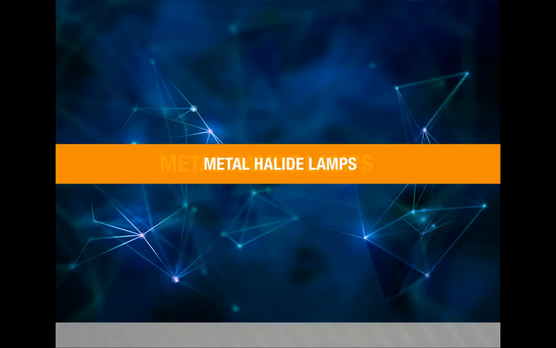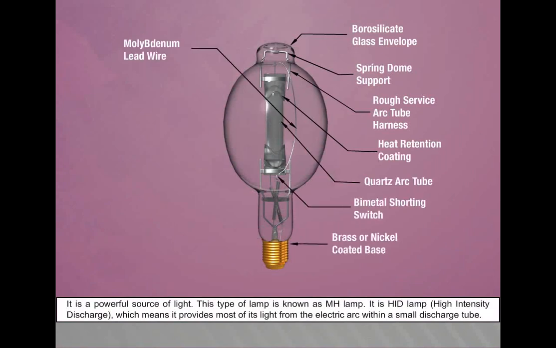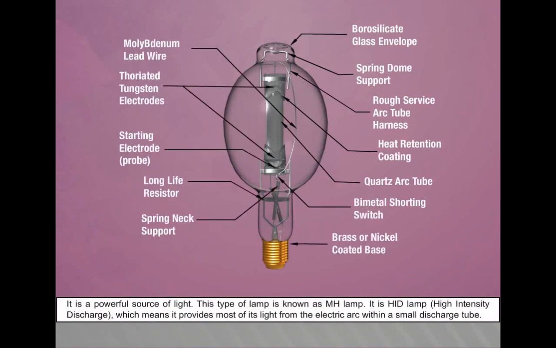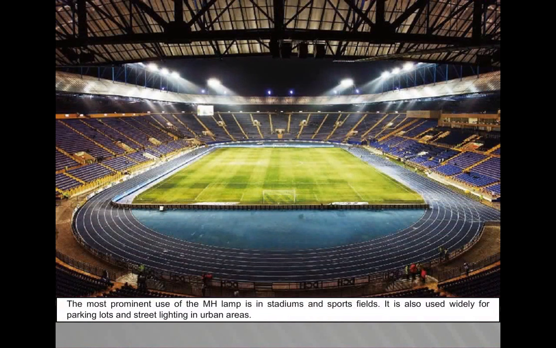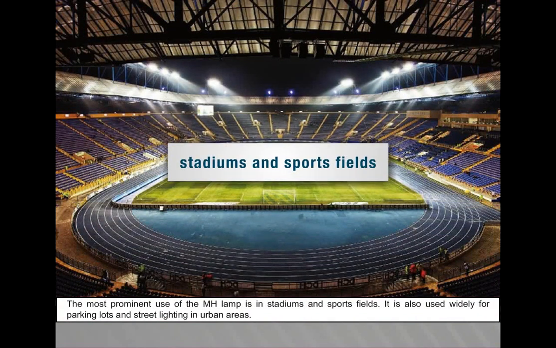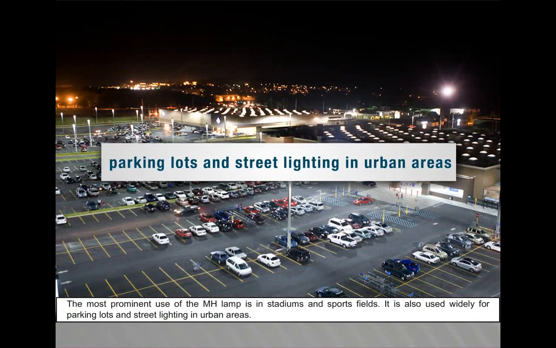Metal halide lamps. In this video, we are going to see about metal halide lamps. It is a powerful source of light. This type of lamp is known as MH lamp. It is an HID lamp, that is high intensity discharge, which means it provides most of its light from the electric arc within a small discharge tube. It is becoming increasingly popular due to its good quality white light and good efficiency. The most prominent use of the MH lamp is in stadiums and sports fields. It is also used widely for parking lots and street lighting in urban areas.